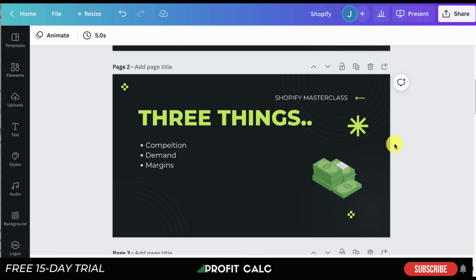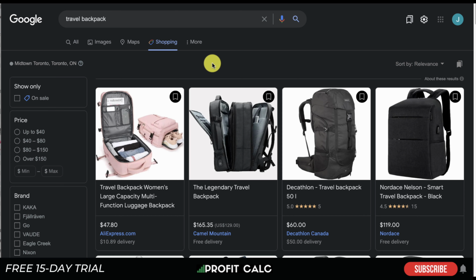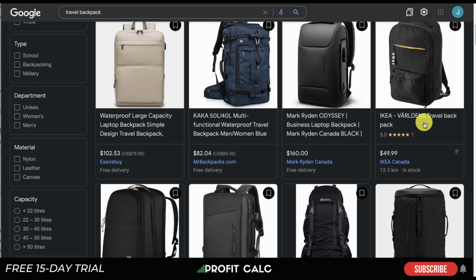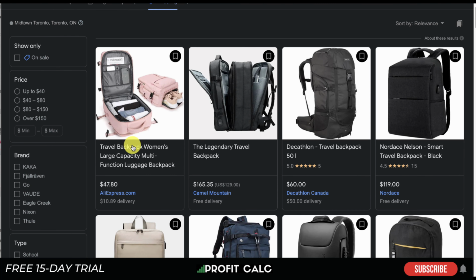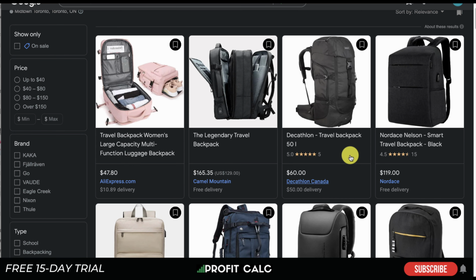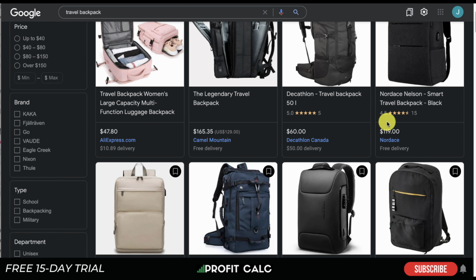Because if you're drop shipping something and it's identical to almost everything else, it's going to be very easy for a customer to go on Google Shopping and find competitors. So if you just search something here like travel backpack, you're going to want to make sure you're searching this up and making sure that if you're trying to beat someone on price, or if you're trying to be a more expensive luxury option, you know where you're priced in. So we can see some of the cheapest ones are from AliExpress, $50, $64 Decathlon Canada, $124 Nord Ace.